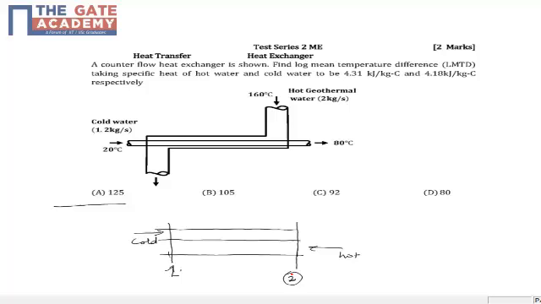So now the log mean temperature difference, if you recall the formula, is a parameter which plays an important role in calculating the overall heat transfer coefficient. It appears in the expression of overall heat transfer coefficient. But what does log mean temperature difference mean? It is the temperature difference at the inlet minus the temperature difference at the outlet, divided by the logarithmic ratio of the temperature differences.